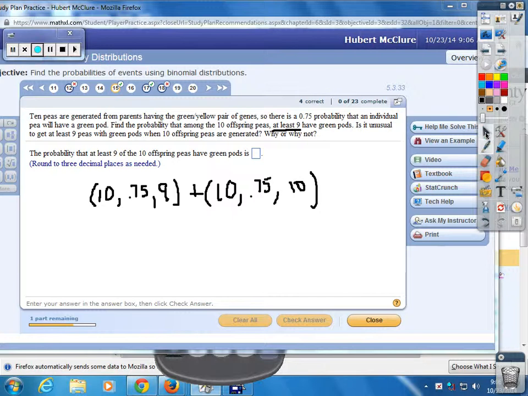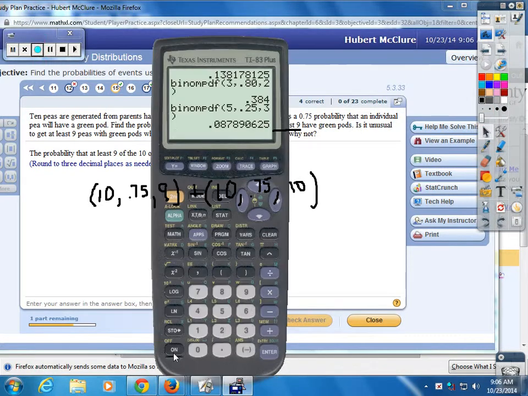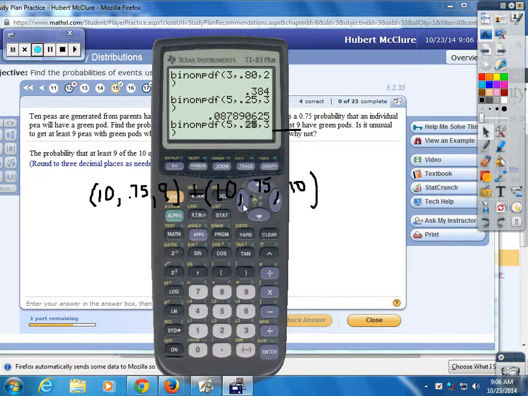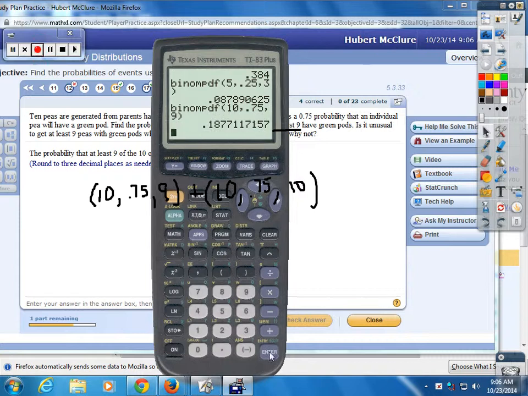So take your handy dandy calculator and second function entry. I'm going to show you how to use memory because you're going to be needing that in the future. So that's going to be 10, so insert 10 and delete. And 0.75 and 9. And I'm going to store that. So you go to store, and alpha A.